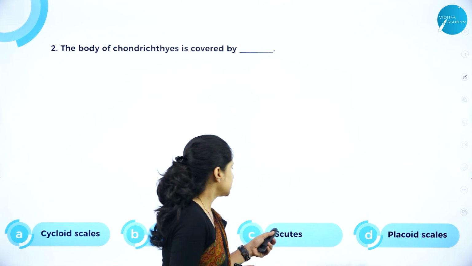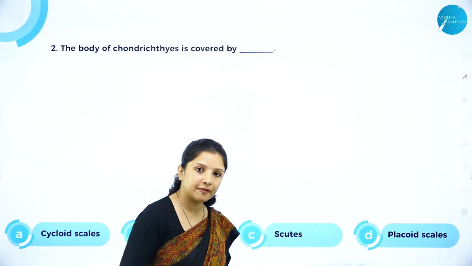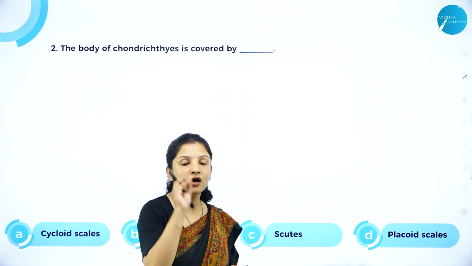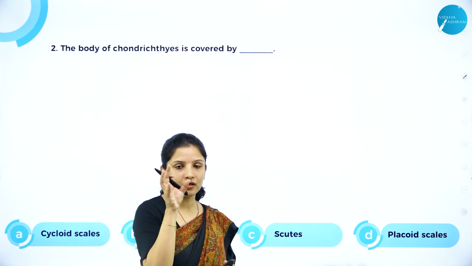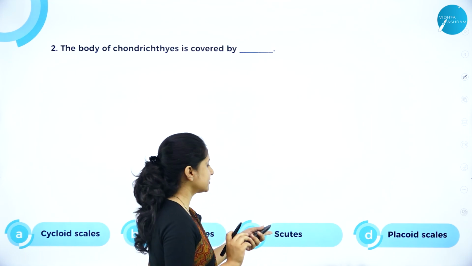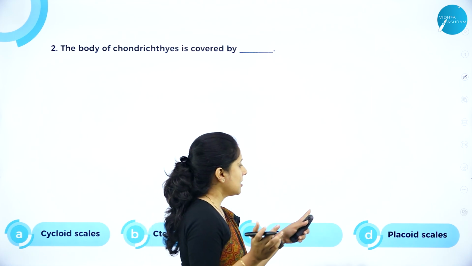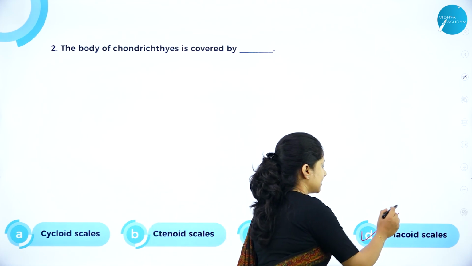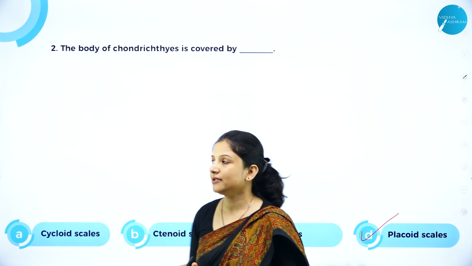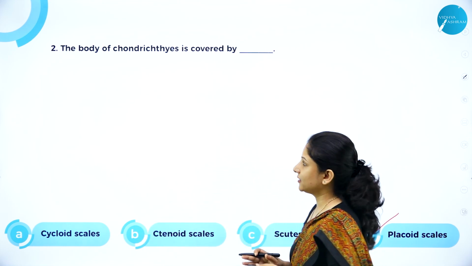Scutes. So scutes are usually present in reptiles, wherein they have this cornified, dried, hard skin that is called scutes. It's present in reptiles. So therefore, placoid scales is the right answer. So placoid scales, that is option D, is the right answer here.